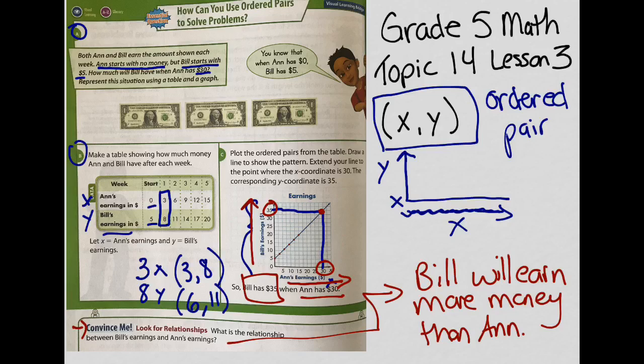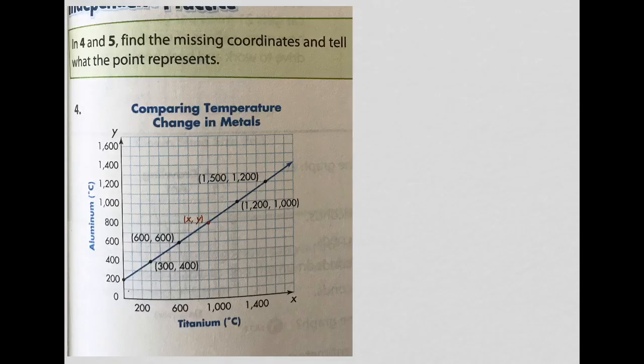Let's look at another example. This says in 4 and 5, find the missing coordinates and tell what the point represents. Okay, so the missing coordinates are right here in the middle. So we have to find that. So we need to look at what our coordinate grids are counting by. Just like we talked about in the previous lesson, it may not always be counting by 1, and we can look here, it's definitely not counting by 1 going up to 1,400.